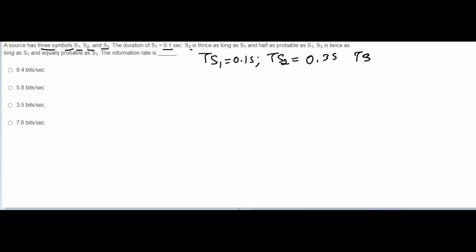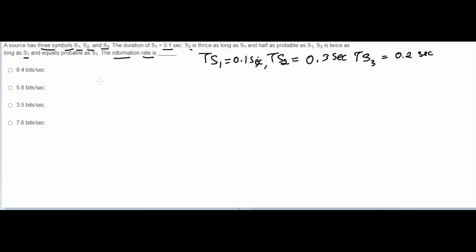And then TS3, because S3 is twice as long as S1. S1 is 0.1, so S3 is twice, means 0.1 into 2. So you will get 0.2 second. Small s represents second. Here also it is second. And now what they ask about is the information rate.